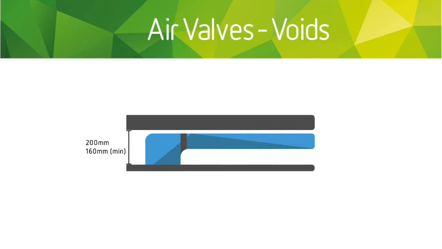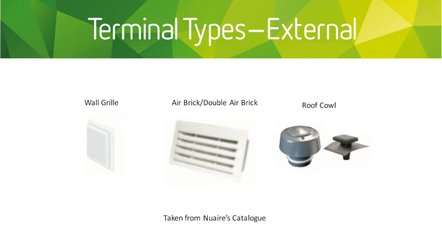So what other grills are there externally? So there's a wall grill. They normally extend, it just looks like a plastic square. There's an air brick or a double air brick, which effectively you remove a brick from the side of your wall and replace it with a ventilation air brick. And then there are roof cowls, where the ventilation pops up into the roof and then terminates via a roof cowl.